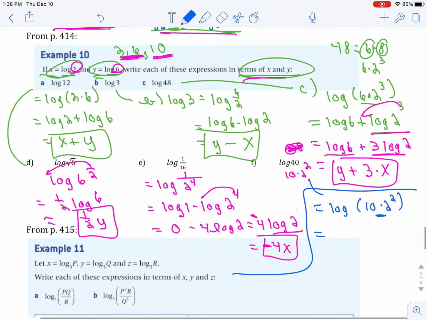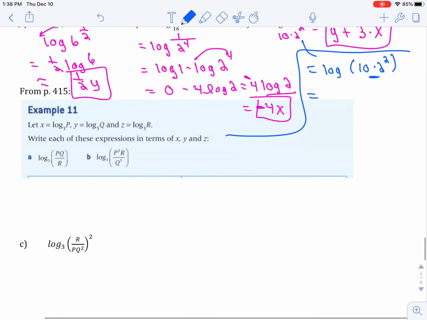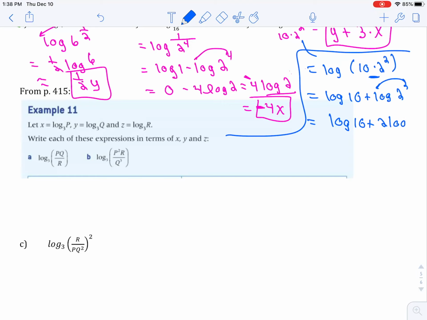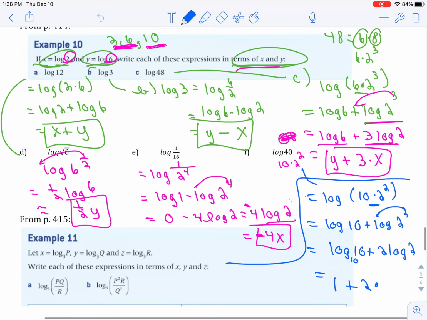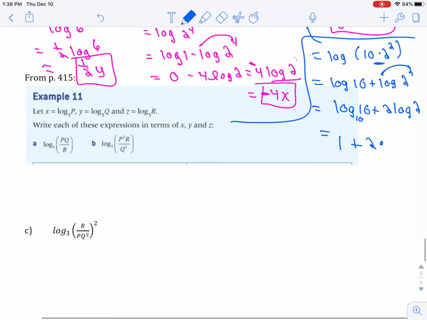If I have the log of a product, just like I have up here, it becomes the sum of the logs. So this turns into the log of 10 plus the log of 2 to the second. And then this one, remember, I can bring the exponent in front. So this becomes log 10 plus 2 log 2. And log 10, remember, log by itself means just log base 10. So log base 10 of 10 is 1 plus 2 times the log of 2, back up here, is x. So we end up with 1 plus 2x, and that's the finish of that one.